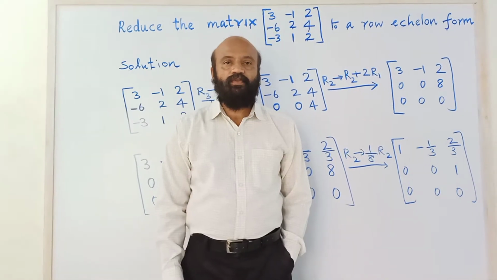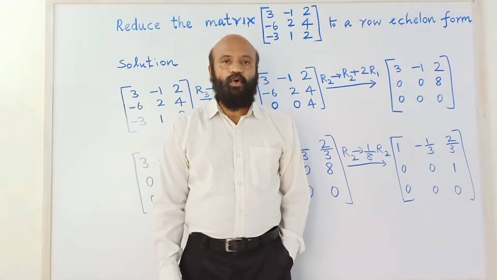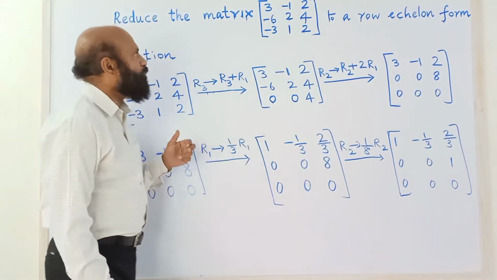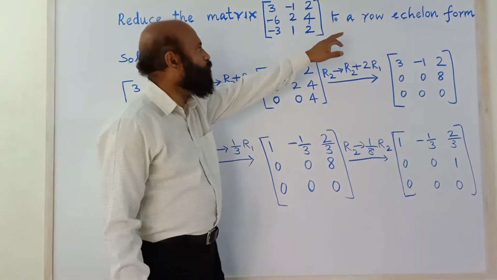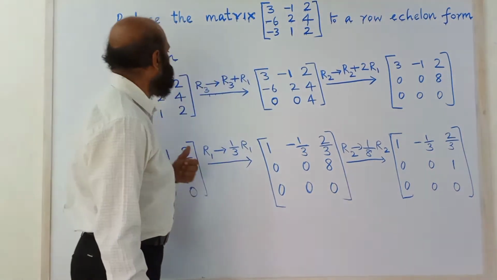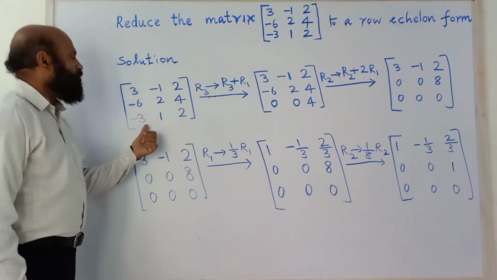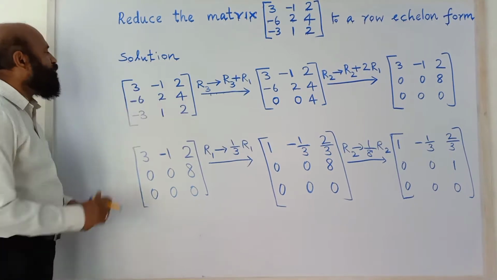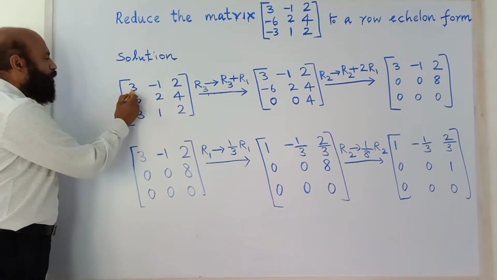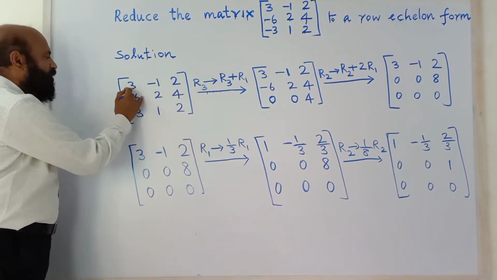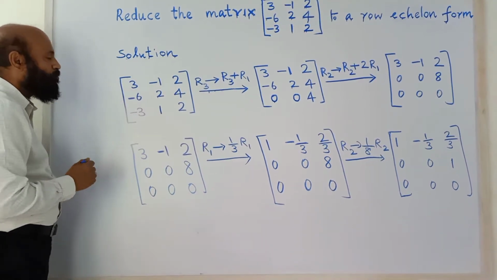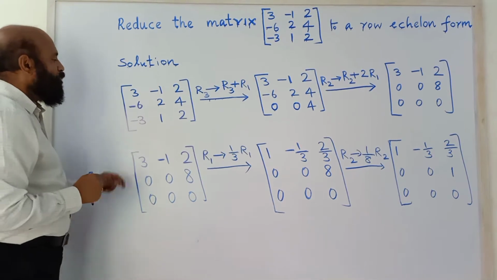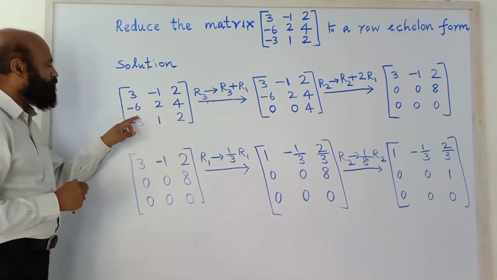Last video, we completed the row echelon form of a matrix. Today, let us reduce a given matrix to row echelon form. So this is the given matrix. In this given matrix, first non-zero number in the first row is 3. In row echelon form, below that it should be 0. So I want 0 here and here.